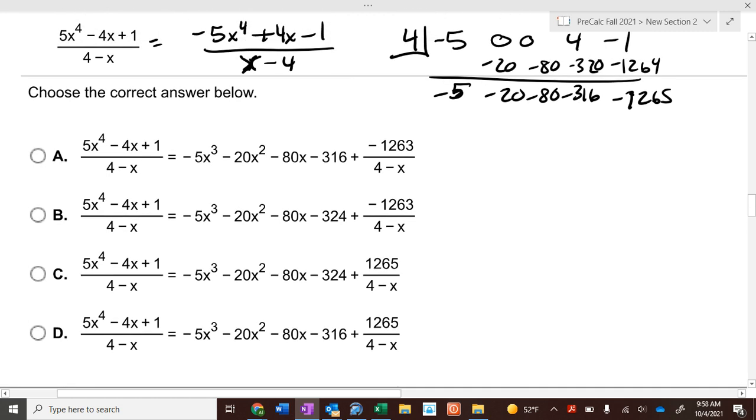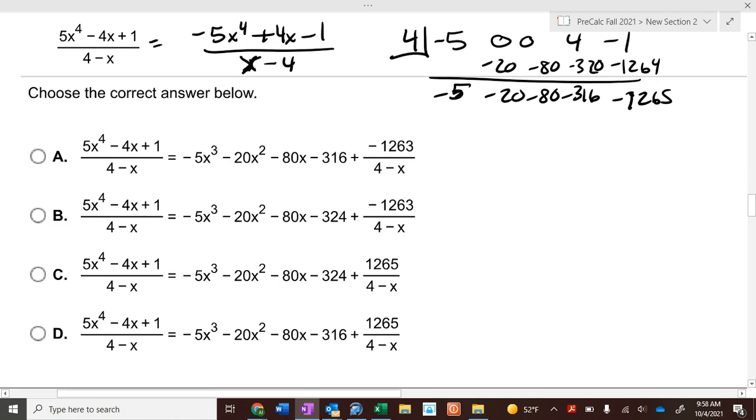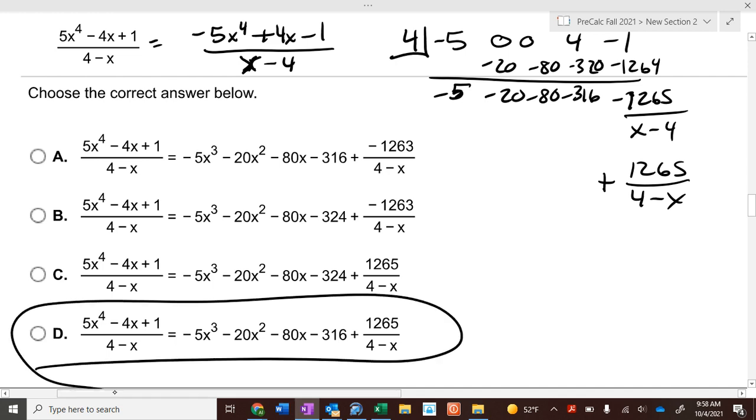none of these again. Oh, negative 1265 over x minus 4. So it's plus 1265 over 4 minus x. Yeah, so it would be D. Right? Negative, negative, negative, negative, plus.